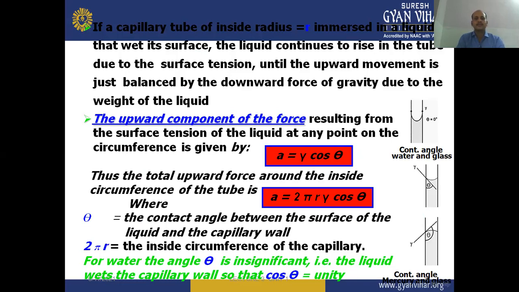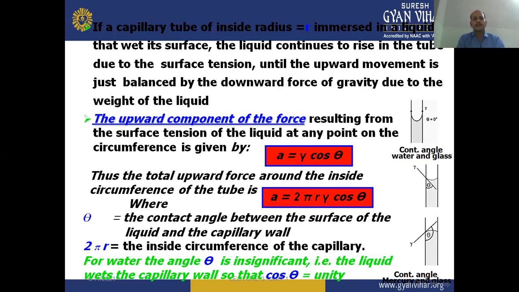So when we consider a case of a capillary tube which is dipped into a liquid, there are two types of forces. One is due to the surface tension, and the second one is the force of gravity. The upward force is due to the surface tension. It is wholly responsible for the upward movement of the liquid in the capillary tube, and it is just balanced by the opposite force, the downward force of gravity due to the weight of the liquid. So there are two types of forces acting on the liquid in the capillary tube.